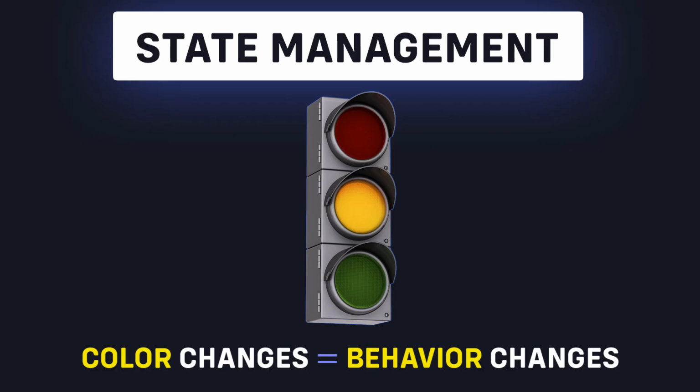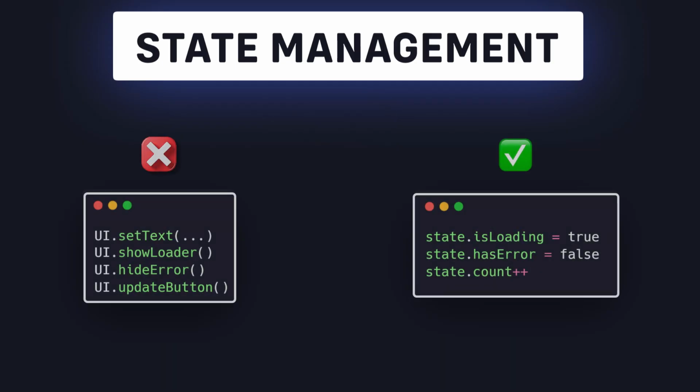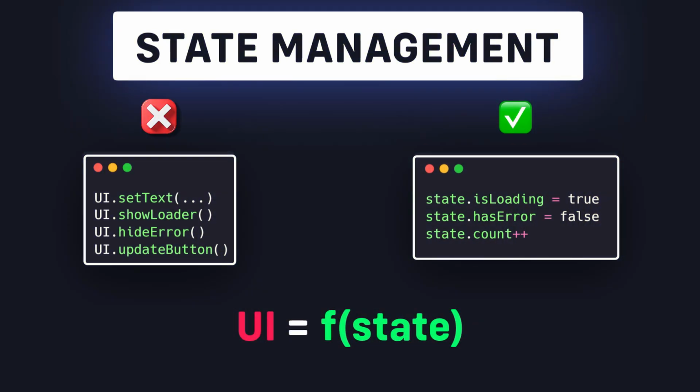In the same way, the UI reacts to the current state of the app. We don't tell the UI what to do step by step. We only change the state and the UI responds to it. In simple words, the UI is a result of the state. Understanding this idea is the first step to understanding state management in Flutter. And once this idea is clear, everything that comes next will make much more sense.